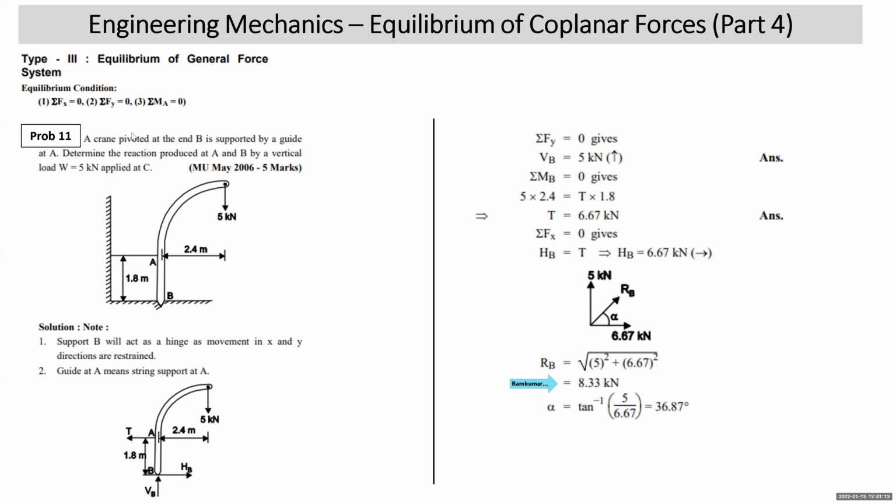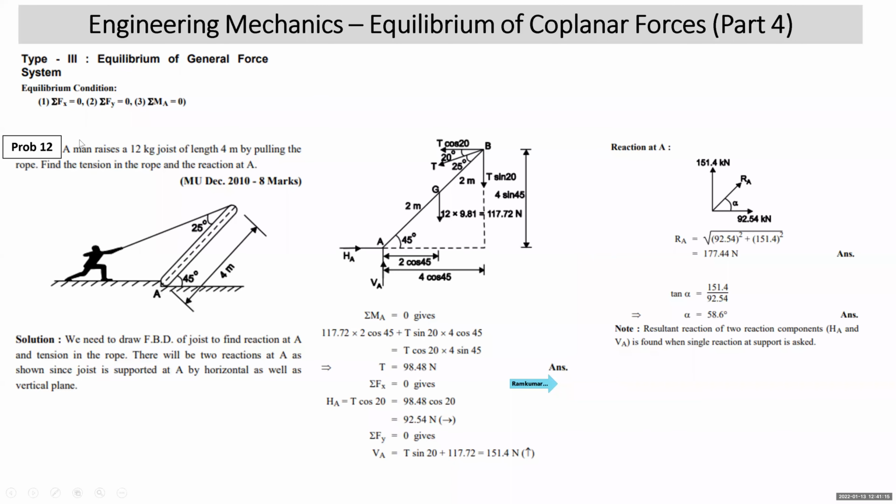Okay, we'll move to the next sum. Question number 12, I'm taking now. In question number 12, a man raises a 12 kg joist of length 4 meters by pulling the rope. Find the tension in the rope and reaction at A.